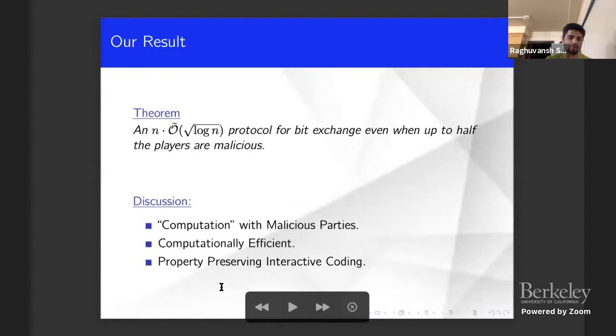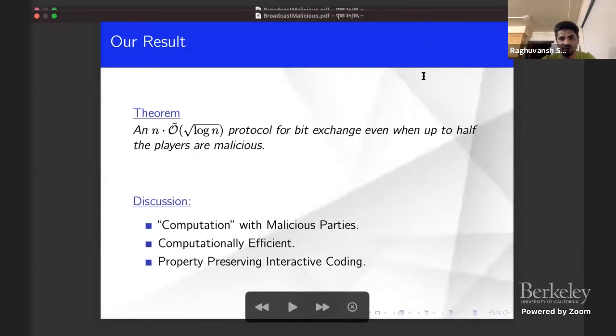And this is what we call property preserving interactive coding, that you not only maintain that the task is performed correctly, you also maintain some nice properties of the original noiseless protocol that you had for the communication task. Okay, so let me now talk a little bit. I think I have 1 or 2 minutes. Let me talk a little bit about the protocol and how it works.